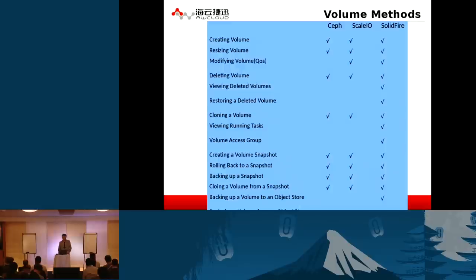This table compares the volume methods in these storage systems. All these storage systems can support basic volume methods, for example, creating, deleting, snapshotting, resizing, and so on. But there is a big drawback in Ceph. Ceph doesn't support the IOPS setting. That is what I said in the last slide, the QoS guarantee.